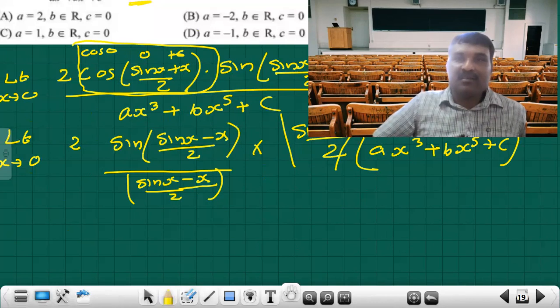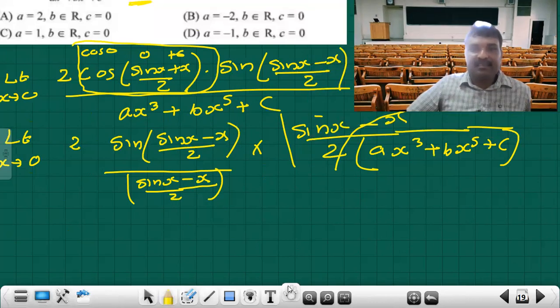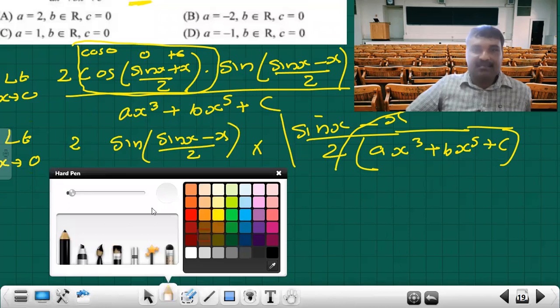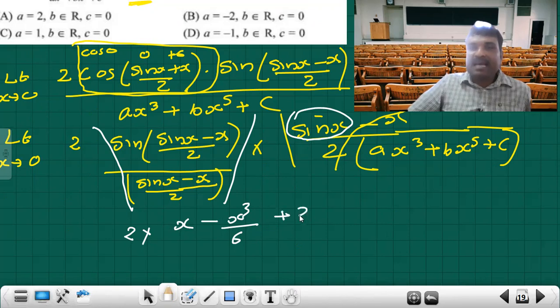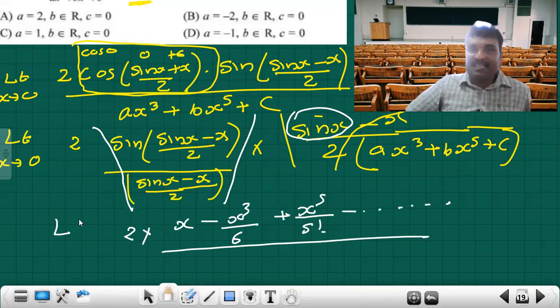Now we can look at the value of this limit, right? We can simplify this. The value of this limit is 1. So we can write this as 2 into. Now I'm going to expand this side. The function of x minus x cube by 3 factorial, that's 6, plus x raised to 5 divided by 5 factorial minus higher order terms. No need to write the higher order terms, since as limit x tends to 0, all the higher order terms go to 0.